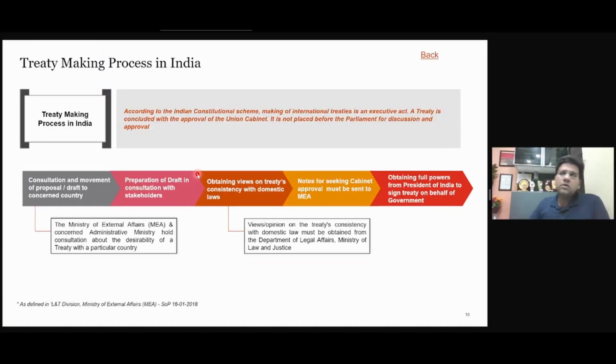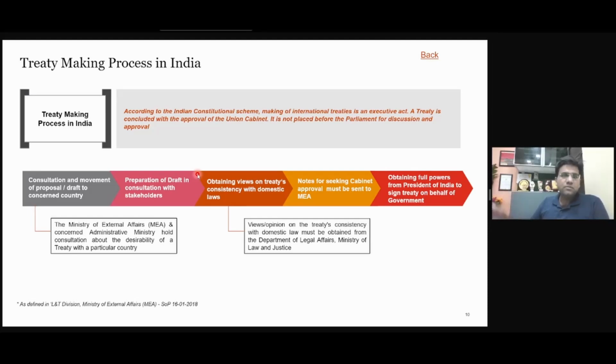So moving ahead to the basics of double taxation avoidance agreements, or tax treaties. Let us first understand briefly the treaty making process in India. Usually international tax treaties are an executive act. A treaty is concluded with the approval of the Union Cabinet. Usually it is all started by the Ministry of External Affairs, in consultation with a lot of other ministries, especially the Ministry of Commerce and the Ministry of Finance. These ministries together initiate the consultation discussion between the two countries. There is a lot of negotiation and deliberation between the two countries on the draft, and then they take care of the principles of the underlying model convention, whether it is the OECD or the United Nations model.